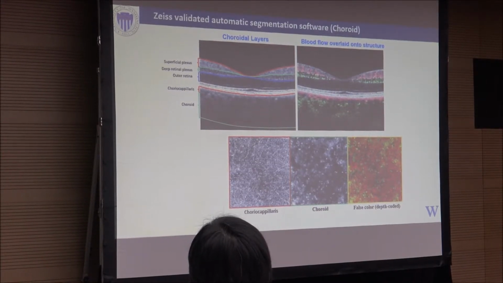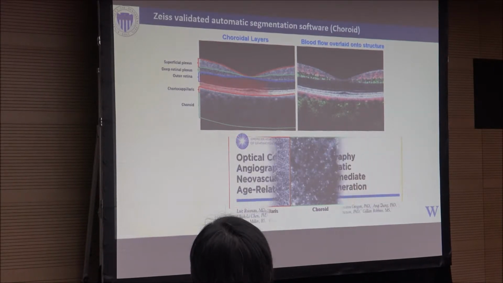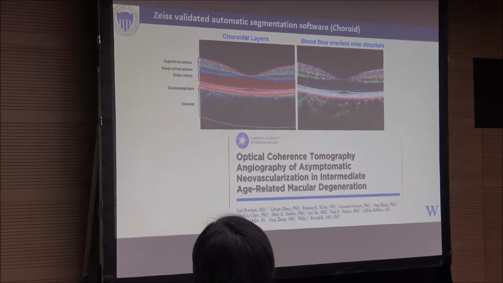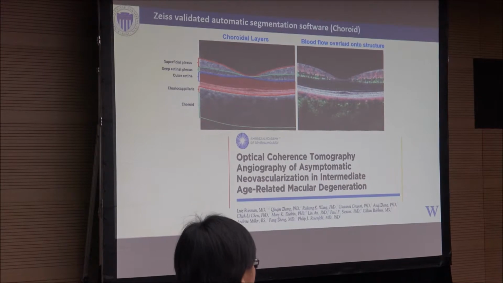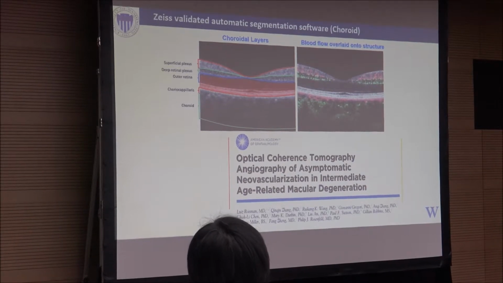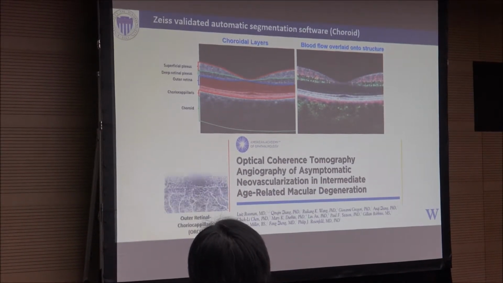For the CNV visualization, we have defined a slab layer called outer retina. This layer is defined from the deep retinal plexus to the RPE layer. So this layer is called the ORG layer. And if you look at the ORG layer projection, you will have this kind of information of the vasculatures.